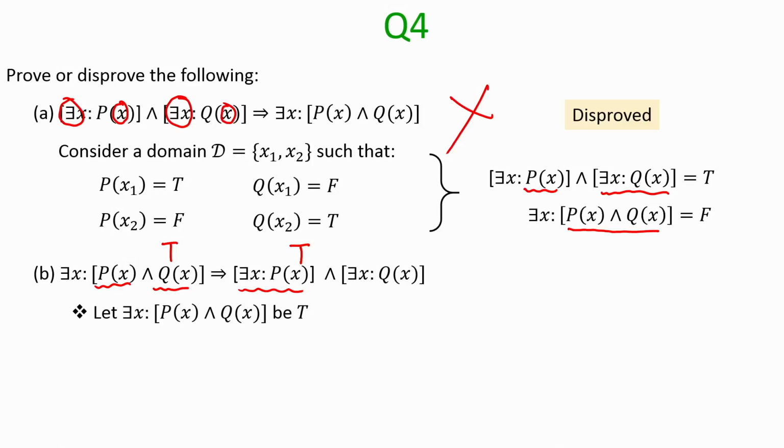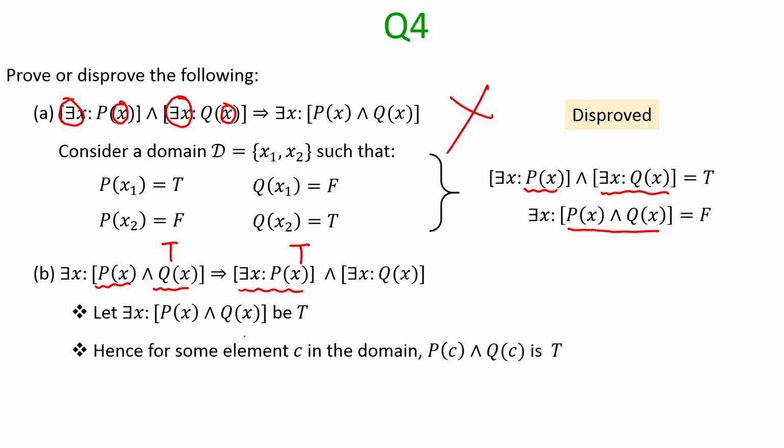So, assume your left hand side is true. That means there exists some x value in the domain for which both properties p and q are true. I do not know the exact value of that x because my domain could be very large, but I can say that the element x for which the left hand side is true can be represented by C. So, this is your existential instantiation.